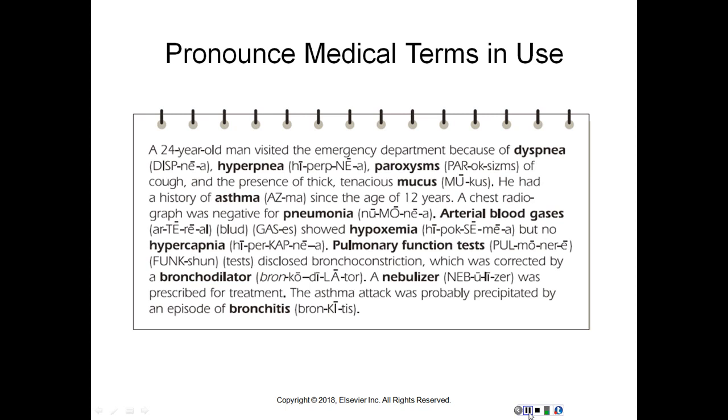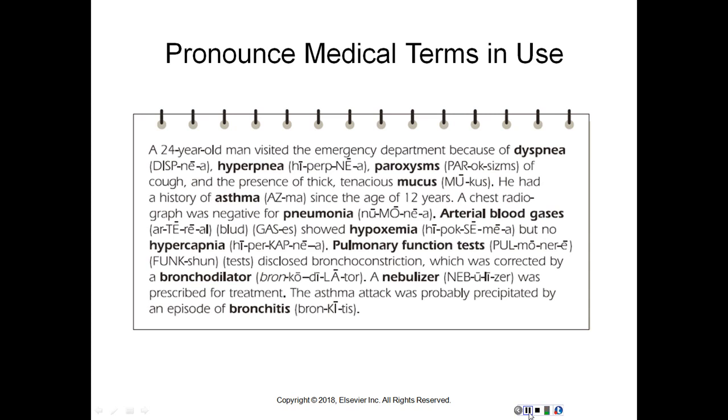A 24-year-old man visited the emergency department because of dyspnea, hyperpnea, paroxysms of cough, and the presence of thick, tenacious mucus. He had a history of asthma since the age of 12 years. A chest radiograph was negative for pneumonia. Arterial blood gases showed hypoxemia but no hypercapnia. Pulmonary function test disclosed bronchoconstriction, which was corrected by a bronchodilator. A nebulizer was prescribed for treatment. The asthma attack was probably precipitated by an episode of bronchitis.